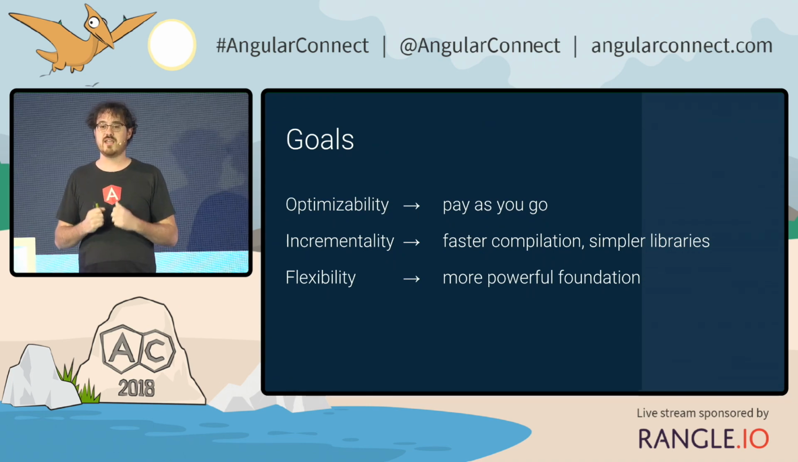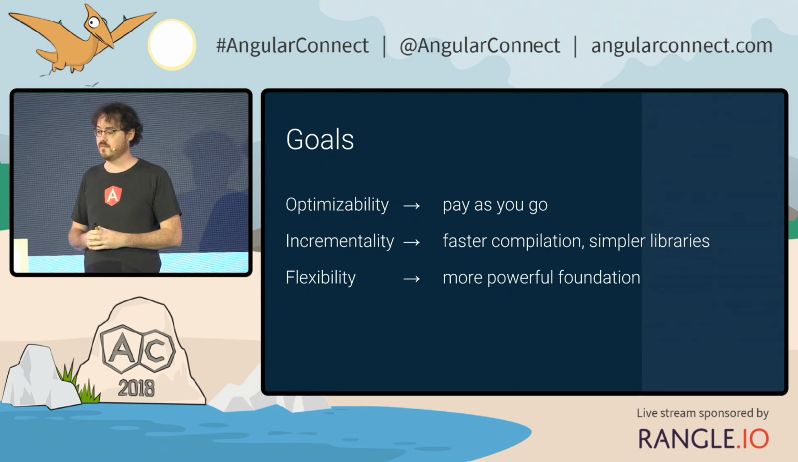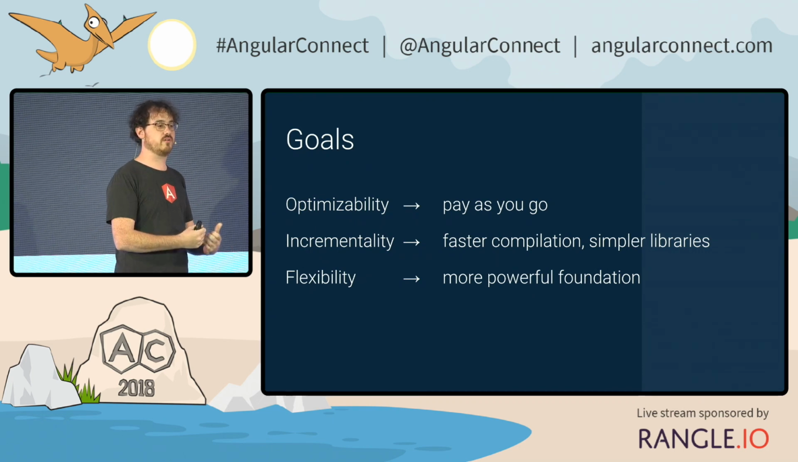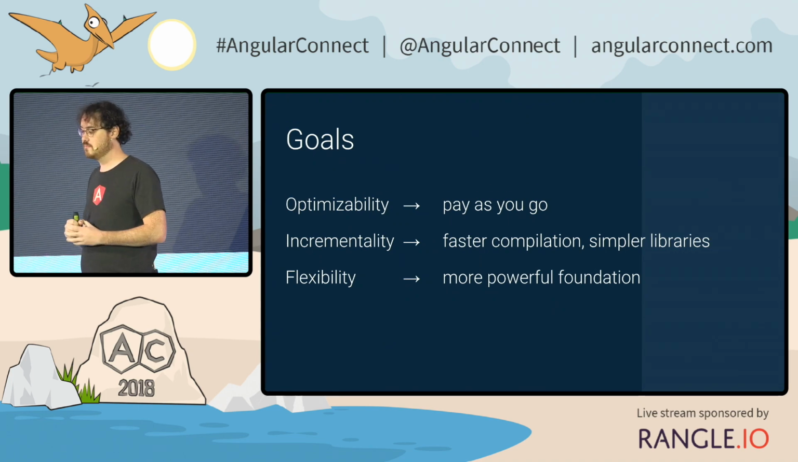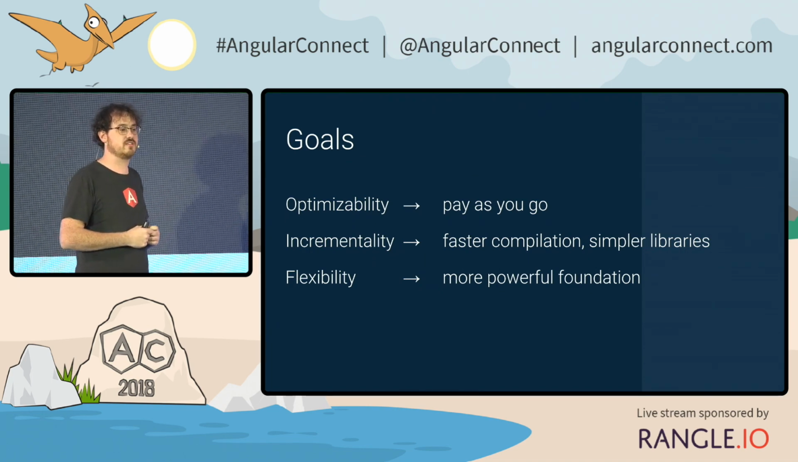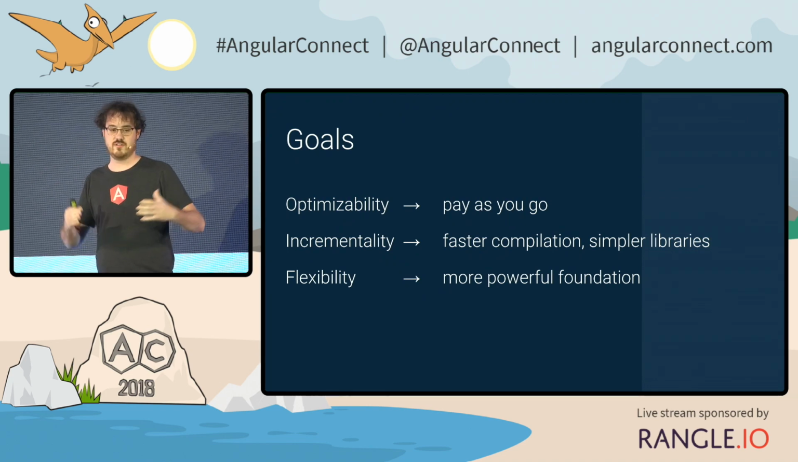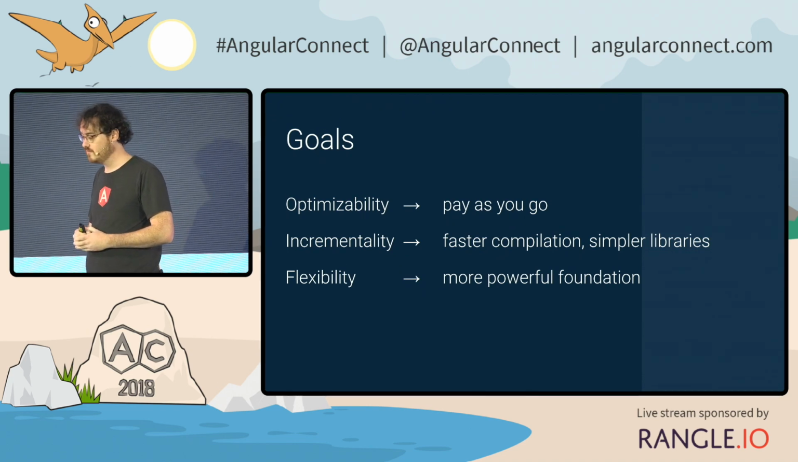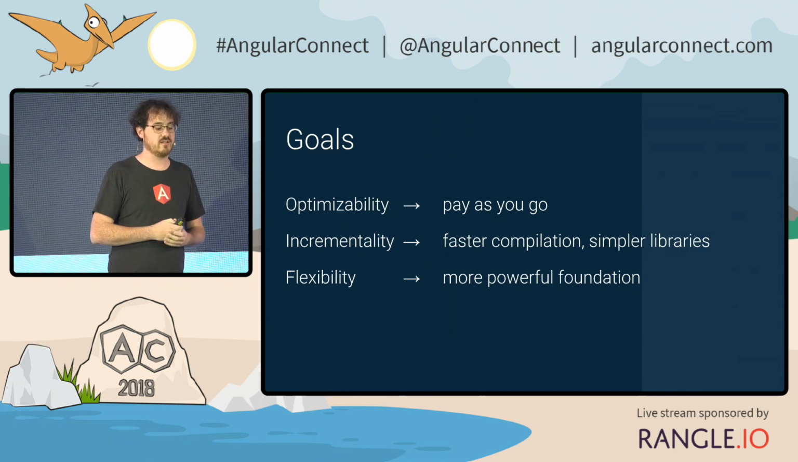And next, we wanted Angular compilation to be incremental. And this brings 2 benefits. It makes compilation faster, but it also reduces the burden on libraries to ship complex metadata to NPM for their dependents to use. And finally, while we're doing this, we wanted to make sure that Ivy would give us a flexible technical foundation to build all of the Angular features that you are all requesting. So we're going to dive into all of these goals and see how the Ivy design meets them.